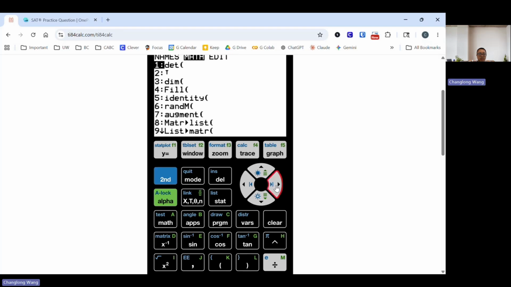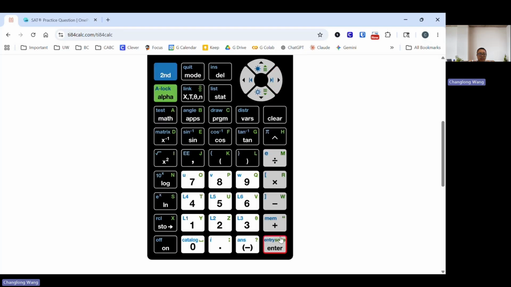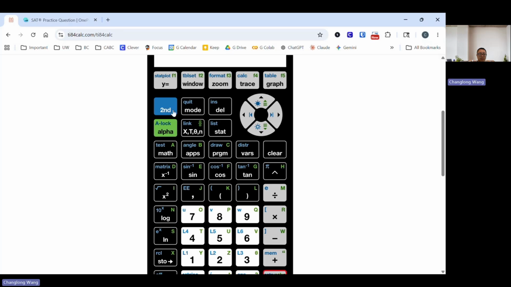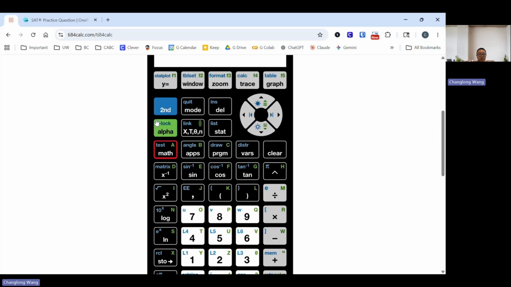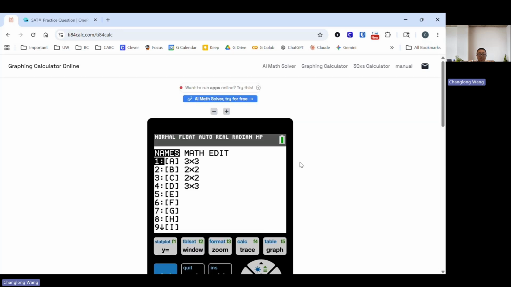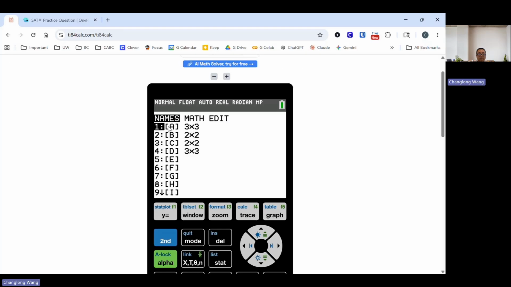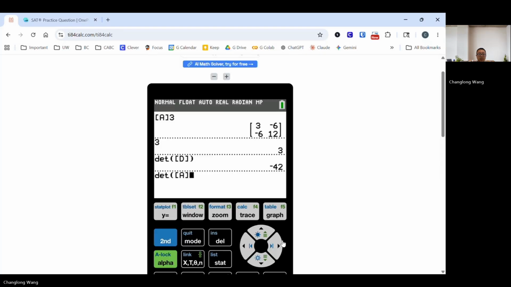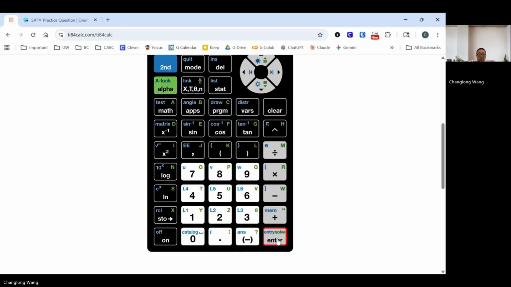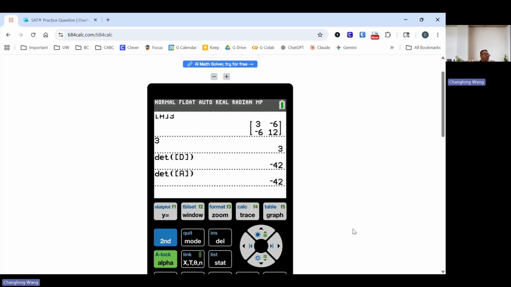Second matrix, go into the math. First option, feed it with matrix A from a calculator. So second matrix, second math, second matrix. So that will be the matrix A. Okay. Close the parentheses. All right, and it works out as -42. If it doesn't, that means you typed something wrong.